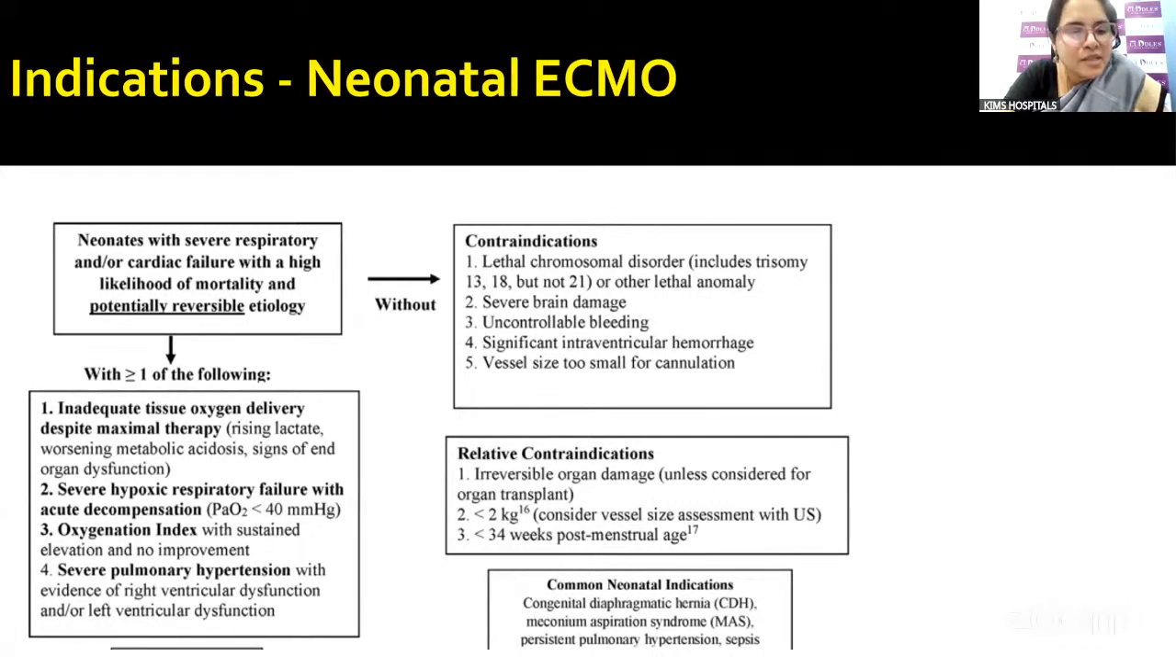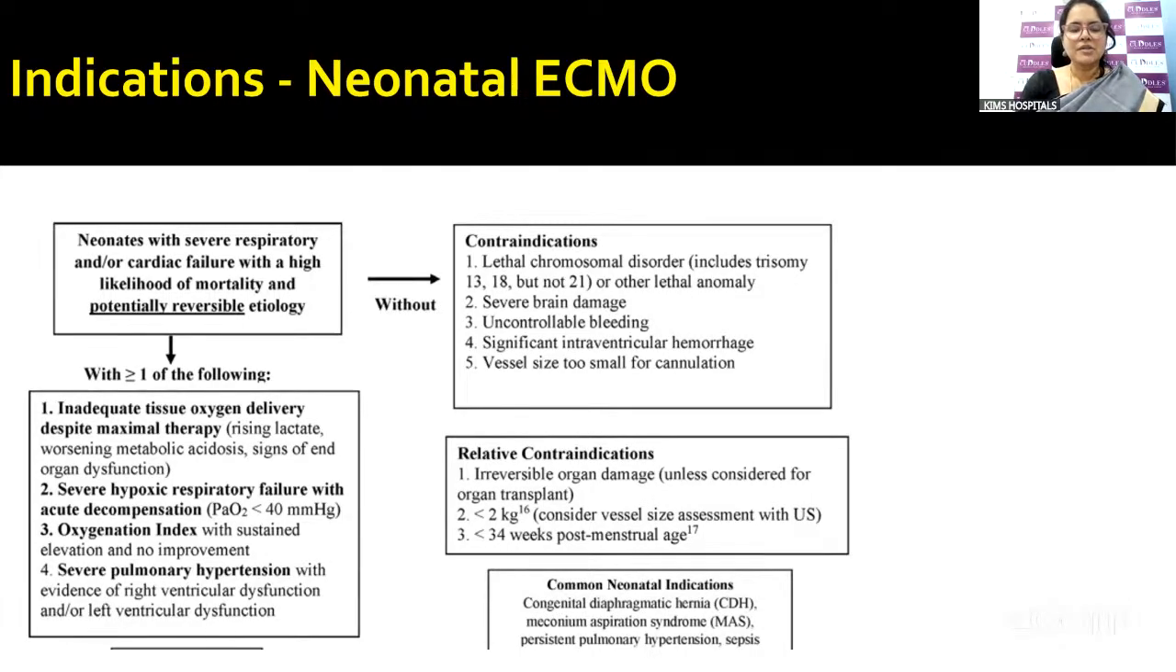So, a baby who is maximally supported with a mechanical ventilator, with, let's say, maximally acceptable MAP for the baby based on the gestational age. And if you still find that the PaO2 is less than 40 millimeters of mercury, or oxygenation index usually taken as more than 40 despite high frequency or nitric, or more than 40 with hemodynamic instability, is generally taken as an indication for ECMO. Severe pulmonary hypertension with evidence of right ventricular or left ventricular dysfunction, that is biventricular dysfunction, can also be an indication where you may consider it.